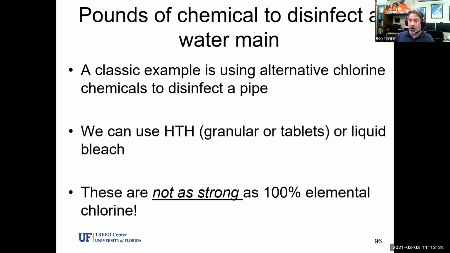Remember that the alternate chemicals are not as strong as the 100% real stuff. So imagine, if you will, that we're going to need a little bit more of that chemical to do the same job, killing the pathogens or the bacteria that might be lurking inside those water pipes.